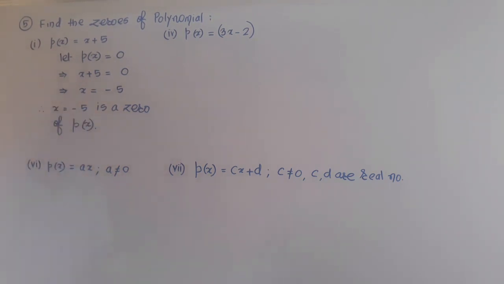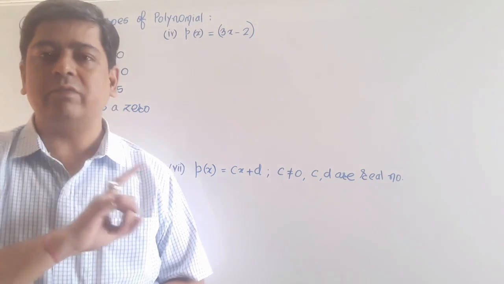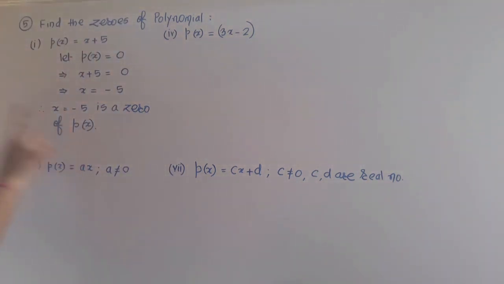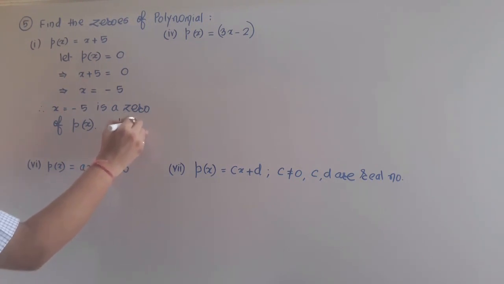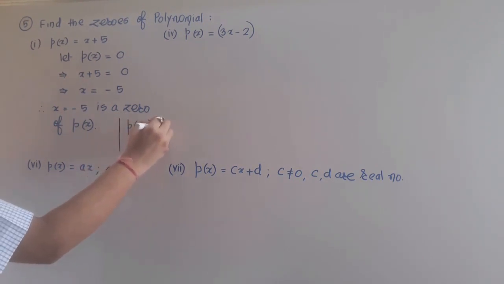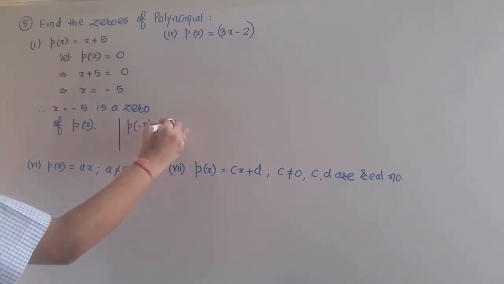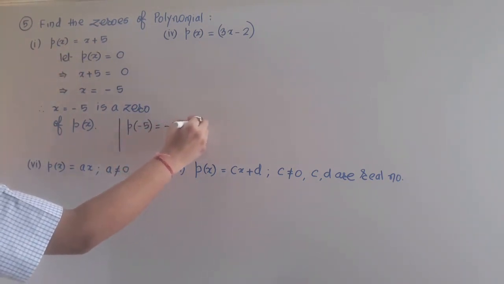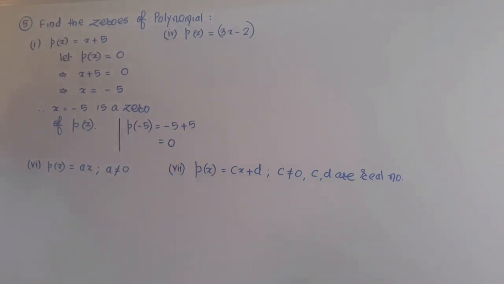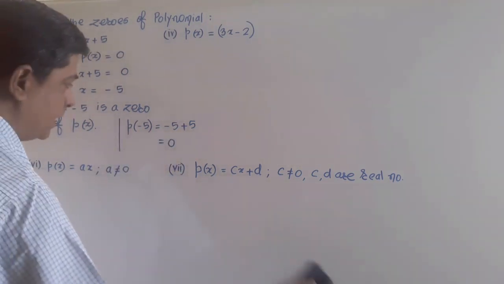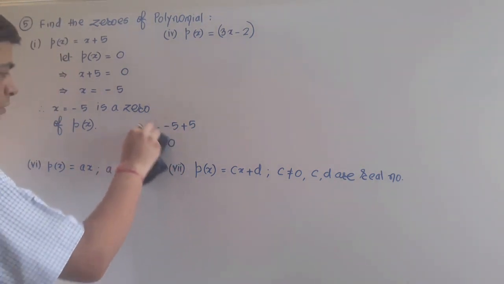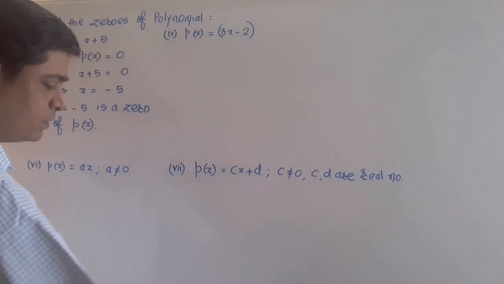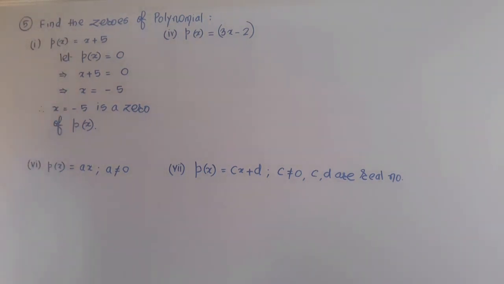What is the meaning of 0? I have made that clear earlier. The meaning of 0 is that if you put minus 5 in the given p of x, then definitely the answer will be 0. For example, see this minus 5, if I replace it at the place of x. So in rough, if I try to find the value of p of minus 5, in place of x I am putting the value minus 5. So minus 5 plus 5 will become 0. So we can say that if I put x equal to minus 5, the whole polynomial value becomes 0, and hence we can say that it is the 0 of the polynomial.